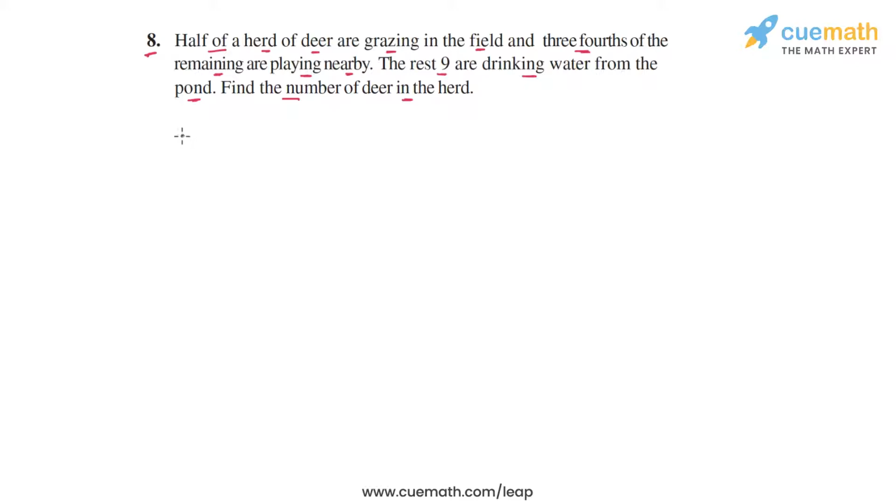So let's start by assuming this number to be some variable. So let's assume that the number of deer in the herd is equal to some variable. Let's take it x. Now we have some deer who are grazing, some deer who are playing, and some deer who are drinking water. So we will write the number of deer in each of these groups in terms of x.